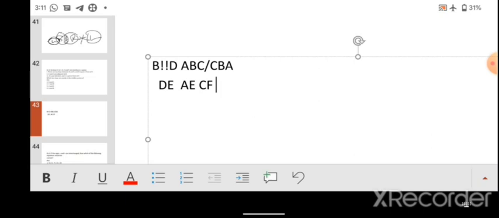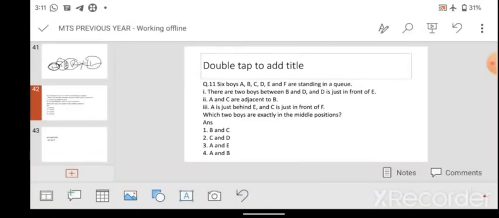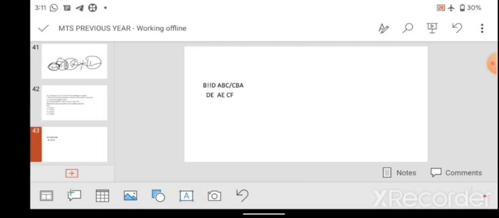Now, what is given? D is in front of E, and A and C are adjacent to B. A is just behind E.